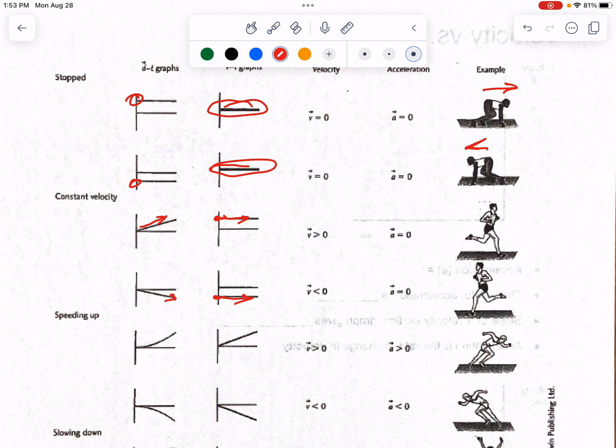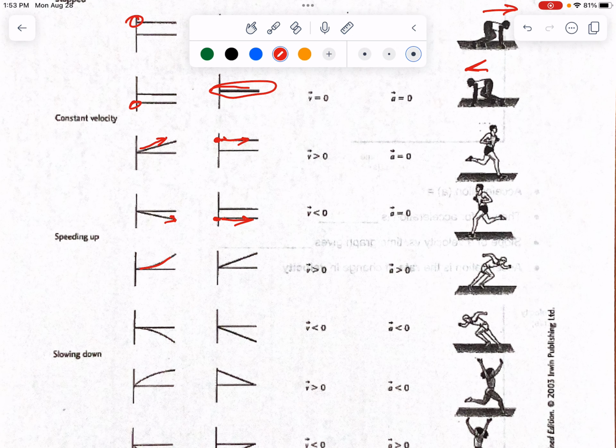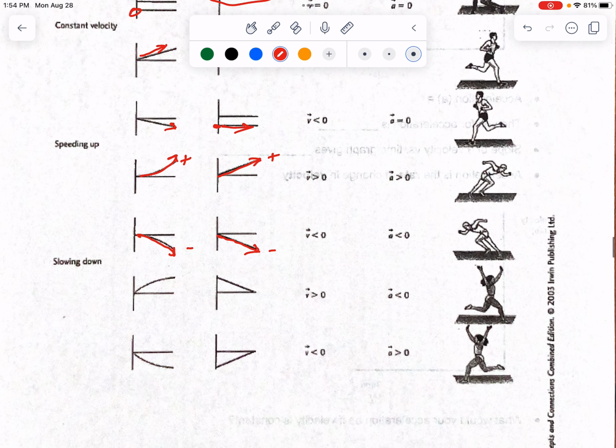So that would be stopped motion and constant. Now speeding up in the positive, so therefore your velocity is going to increase in the positive as well. Now here you're speeding up in the negative direction. So on your v versus t graph, you're going to be going away from 0 in the negative direction as well. Then slowing down, so your curve starts to flatten out, you're slowing down, you're still going in the positive direction.